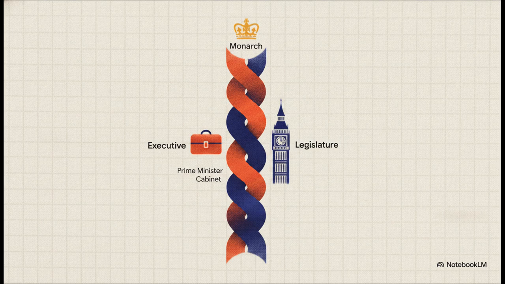Now, what's really interesting about this setup is how power in the UK is totally interwoven. The Prime Minister isn't elected separately like a president is. No, they're the leader of the majority party in the House of Commons. They direct policy and share the cabinet, all while remaining a sitting member of the legislature. The executive and the legislature are literally braided together.